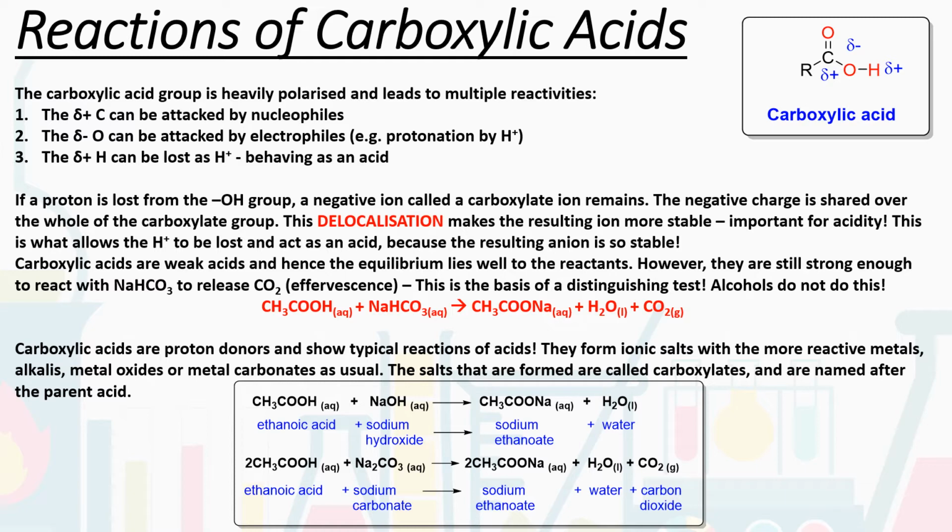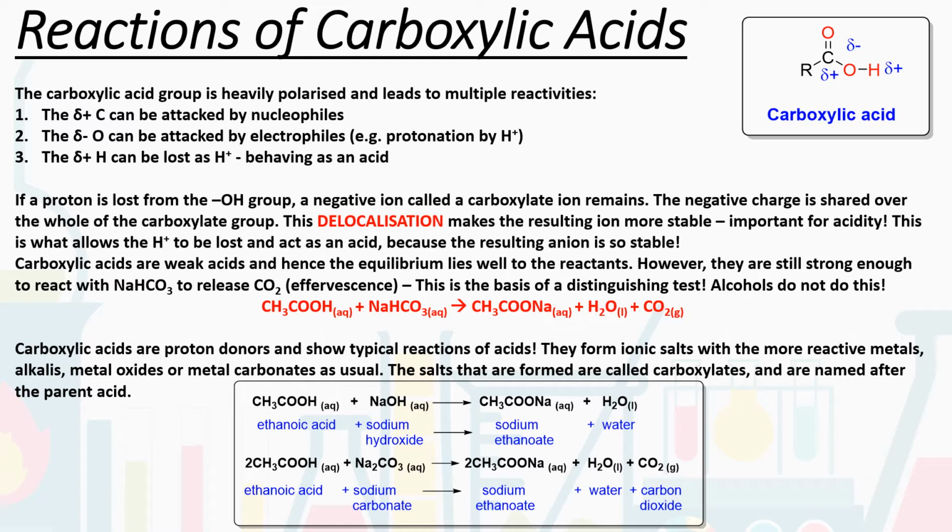And so just here I've explained this again: when we lose the proton from the OH group, we have our carboxylate anion remaining. The negative charge can be not only localized on the one oxygen, but shared between the two oxygens. It's shared over the whole of that group. This delocalization is similar to the delocalization of the p orbitals in alkenes to make the pi bond. It's similar to the delocalization that we see in benzene to make our pi system.